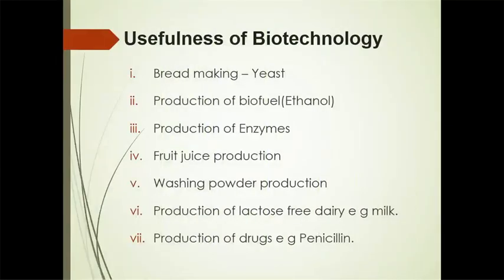Now the next thing we want to look at is the usefulness of biotechnology. Biotechnology over time has been discovered to be useful in different areas of life. Number 1, in bread making. 2, production of biofuel. 3, production of enzymes. 4, fruit juice production. 5, washing powder production. 6, production of lactose-free dairy, such as milk. And number 7, production of drugs, and many more. So we shall be discussing these production processes one after the other.